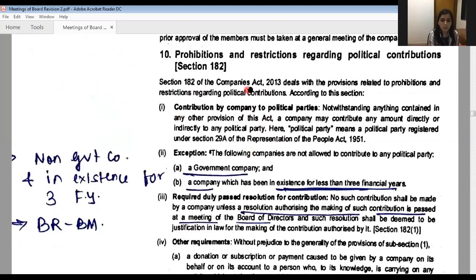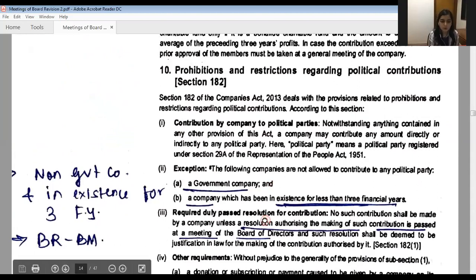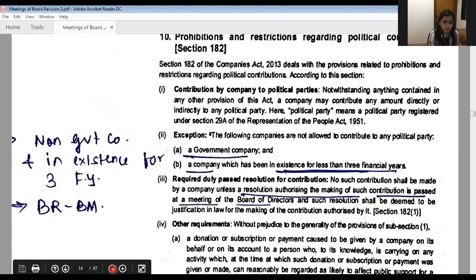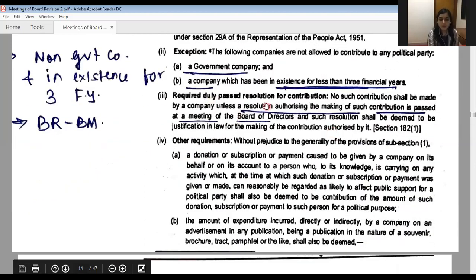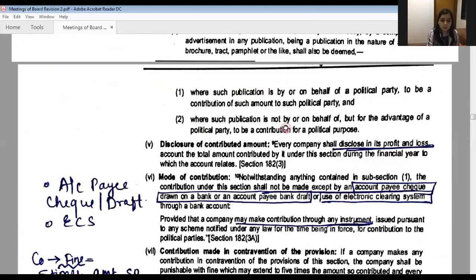Then the next section is section 182, that is political contribution. What this section states is that the government company or the company which has been in existence for less than 3 financial years are not allowed to contribute to any political party. Also, a resolution authorizing the making of such contribution must be passed at a duly convened meeting of the board of directors.